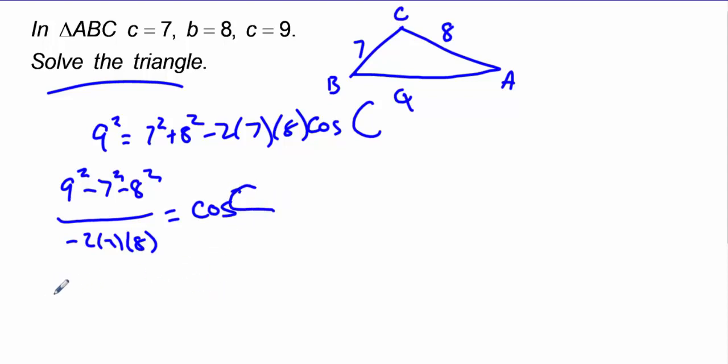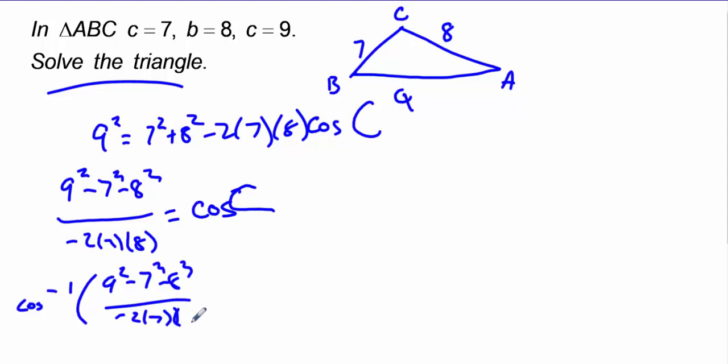So then I take the inverse cosine of this quantity here, 9 squared minus 7 squared minus 8 squared over negative 2 times 7 times 8, to get my C value. And that's a calculator problem again. And I get roughly 73.4 degrees.